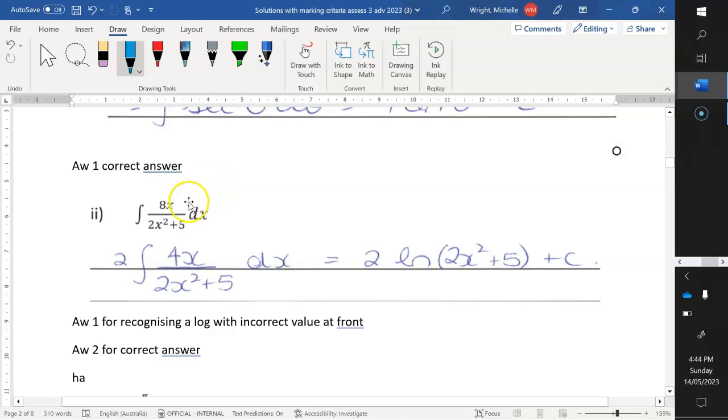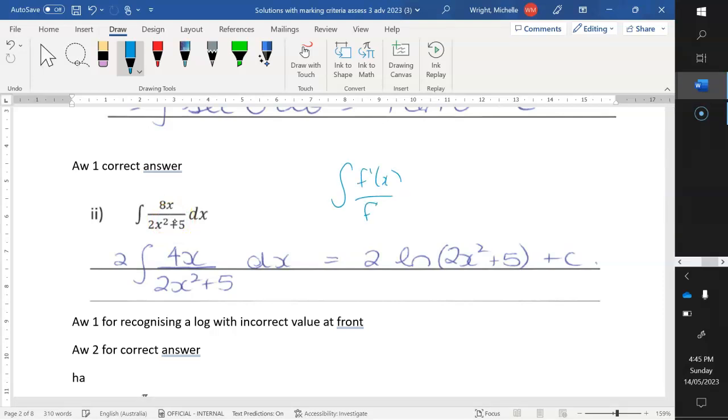That's a log. So what you're going to have a look at on your formula sheet is it needs to be in the format of the derivative on the function. And that's on your formula sheet. And when you get something in that format, it is a log. So if you have a look, we've got a function on the bottom line, which is 2x squared plus 5. And we differentiate that, we get 4x. We've got double that. We've got 8x, so there's a 2 out the front.